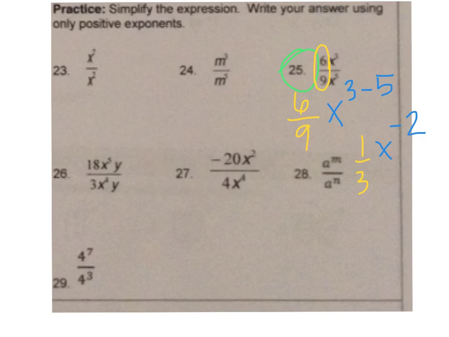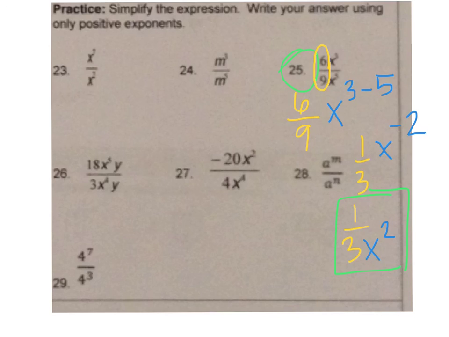But pay attention to your instructions, because they told us to write our answer using only positive exponents. This is not positive. So we must use our negative exponent rule, which means we cross the line and change the sign. The x to the negative 2 is on top of the line, so now we bring it below the line and change the sign. If it's a negative 2, we change it to a positive 2. So our final answer is 1 over 3x squared for number 25.